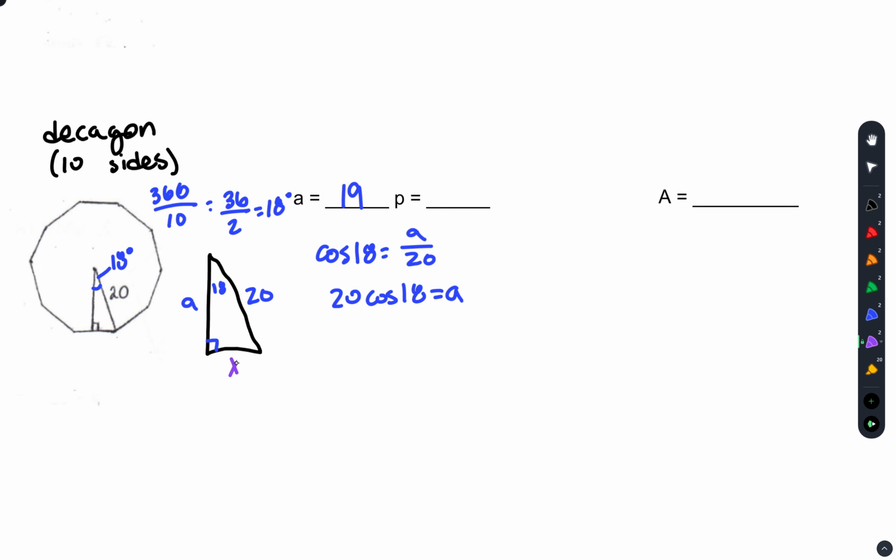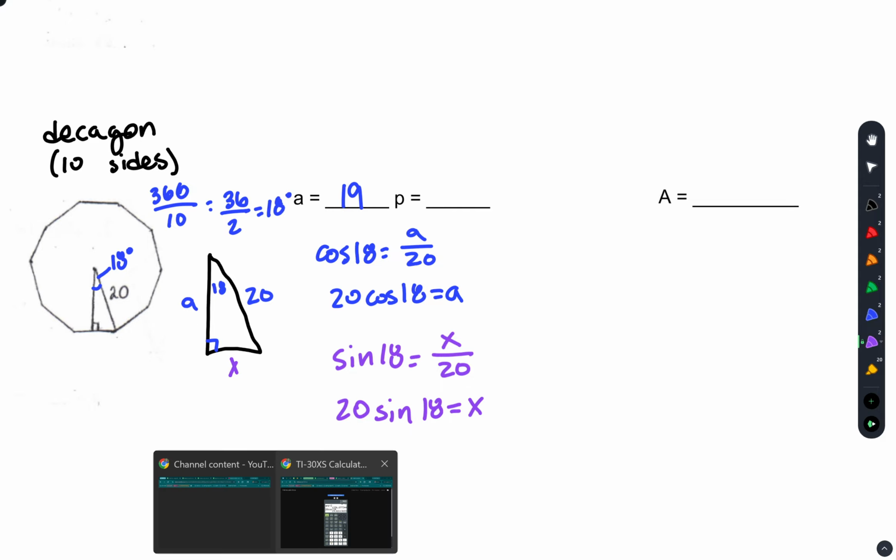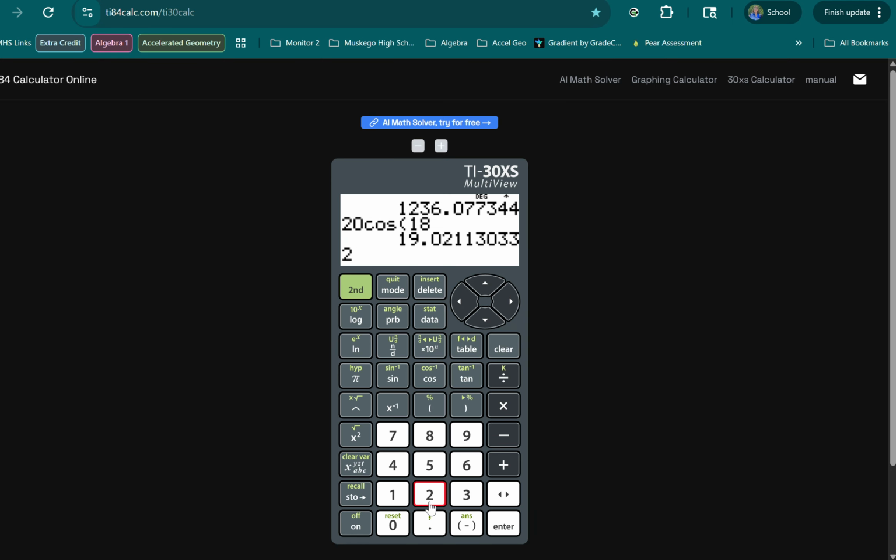Same thing to find the base. In order to find the perimeter, I'm going to use that same angle and the same hypotenuse. I'm not going to use that 19 that I just found. Not cosine. Opposite and hypotenuse is sine. Sine 18 equals opposite over hypotenuse. 20 sine 18. That's one piece of my base, 6.18.